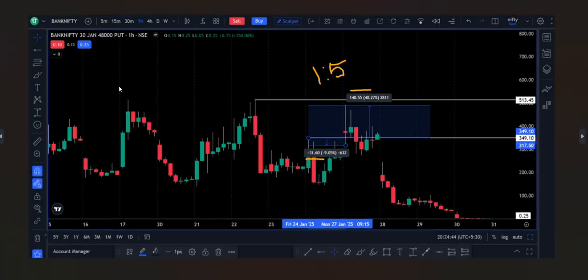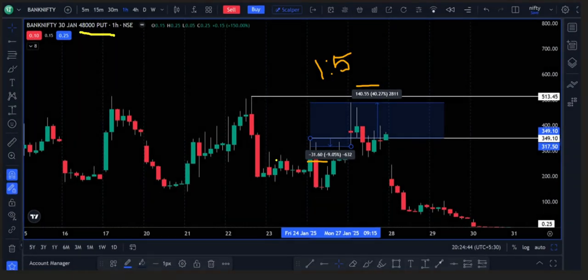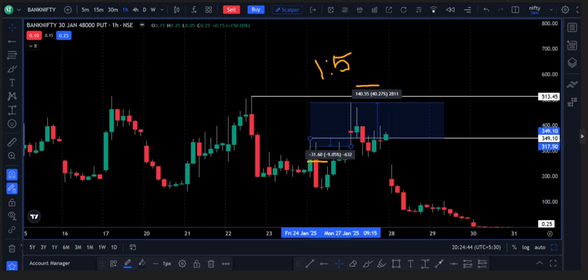This is the next opportunity that it has given us, which happened on the 48,000 put, wherein against a risk of 31 rupees, after breaking the previous day high, it gave a reward of 140 rupees, which is 1:5. So this is the fourth opportunity that the market has given, and this was created on 28th of January. Okay, so let's see the next opportunity.